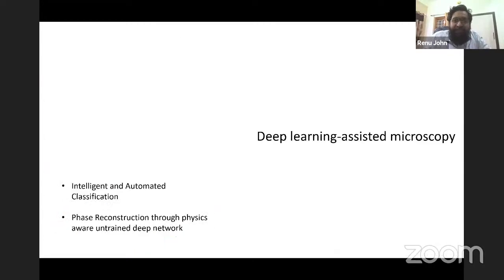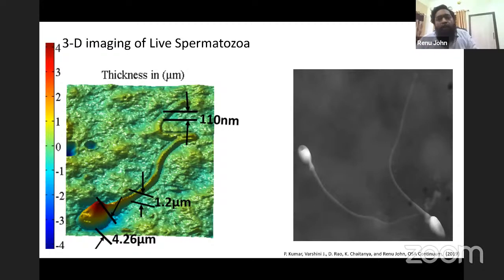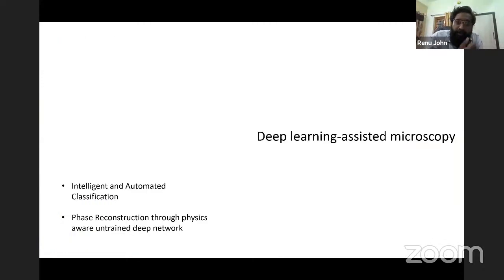The next step I wanted to look at is how we can introduce intelligence into this type of low cost microscope. One of the main applications we looked at was deep learning or machine learning, where we could use these 3D images, or the depth and thickness of these cells, for classification into, say, normal and anomalous cells, or even a healthy sperm and an unhealthy sperm, things like that.